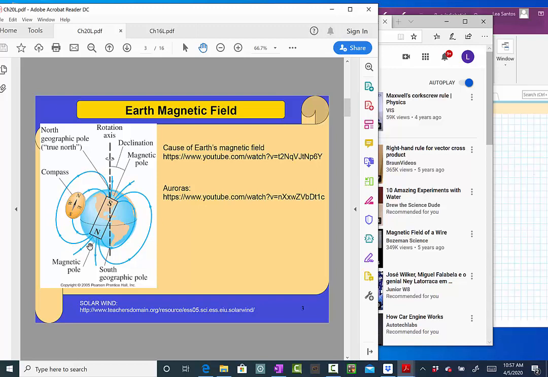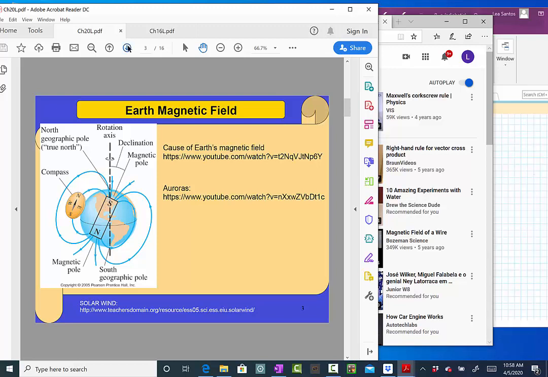What is the consequence of this magnetic field? If I bring a magnet close, this magnet will feel a force. In our case here, the example that we brought is the compass, and the needle is a magnet. So because of the magnetic field, the needle gets aligned with the magnetic field, so the north pole of the needle points towards the south magnetic pole of Earth.